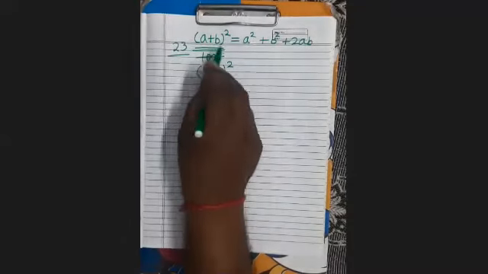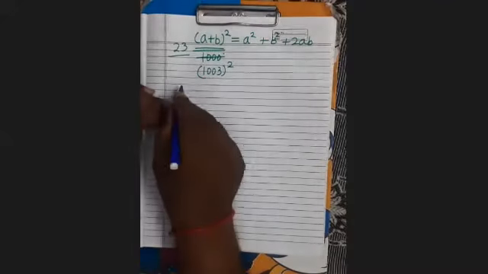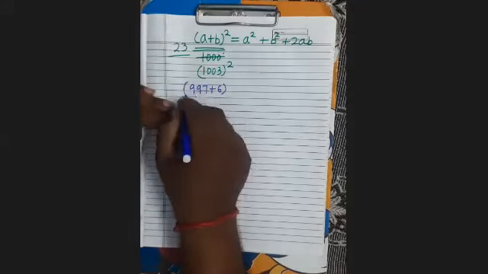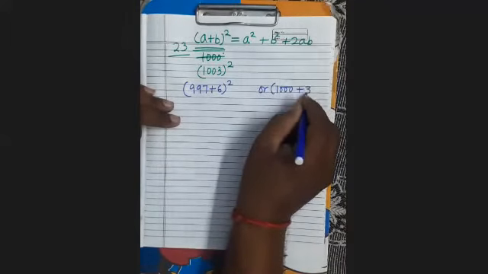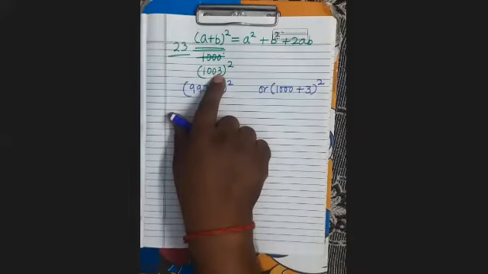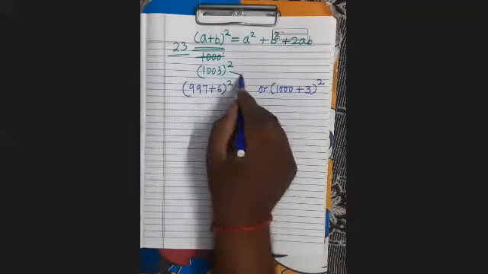इस फार्मूले को यूज करके. So we will write in a convenient form, not in the inconvenient form. So see here, whether you will write (997 plus 6) whole square, or you will write (1000 plus 3) whole square. In which form you will prefer to write? 997 plus 6 is also 1000 plus 3. Sir, we will prefer to write in this form.